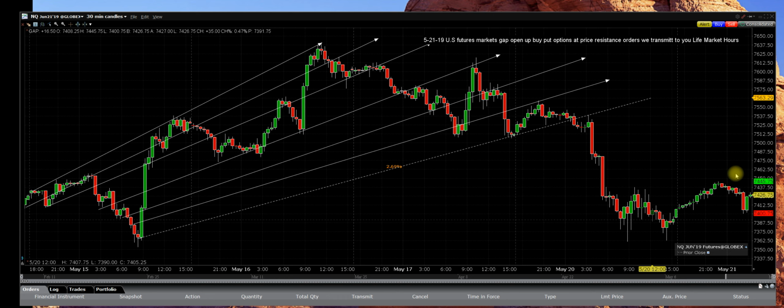So this is what the futures market looked like at 1:07 a.m. Pacific Standard Time, along with the worldwide futures that we cover.